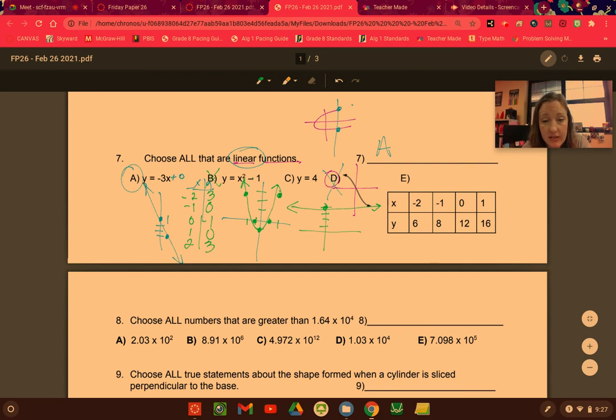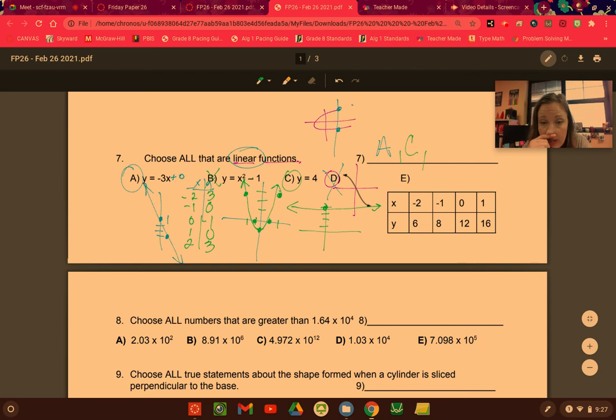Is that linear? What I just made? It is linear. It's a horizontal line. And is it a function? It is a function. Now, if it said x equals 4, that's linear, but it's not a function because it's a vertical line. So far we have A and C.